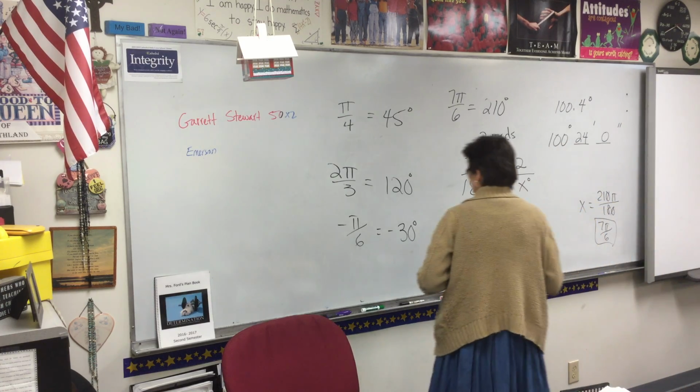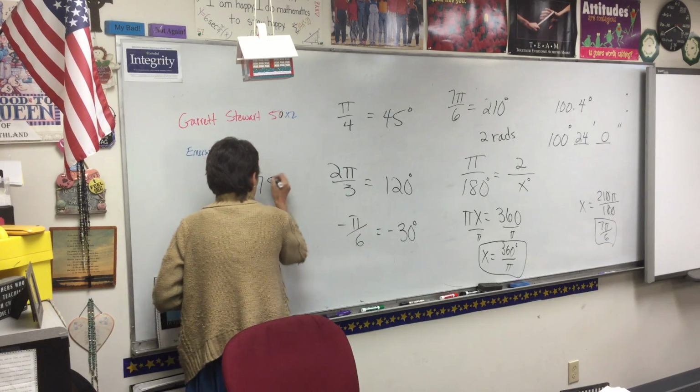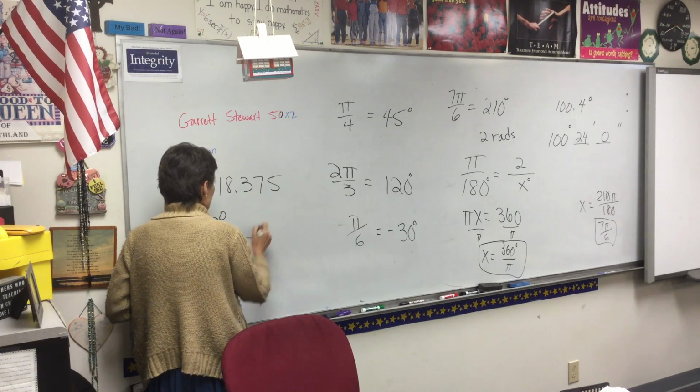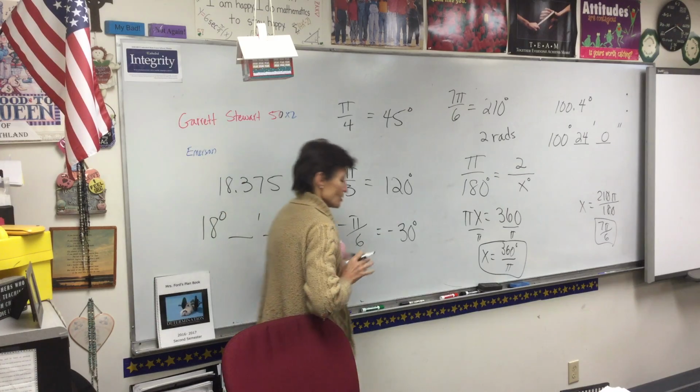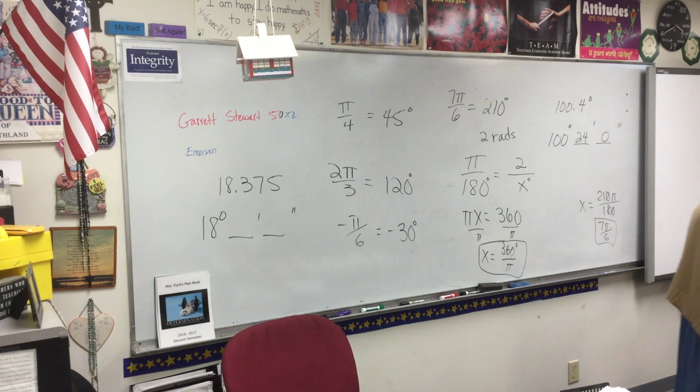We have 18.375. All right, and we want to change that into degrees, minutes, and seconds. So we're going to type 18.375. Then we're going to go into our angle menu, which is our new best friend, by the way, people. We're going to use this a lot. We love our angle menu.